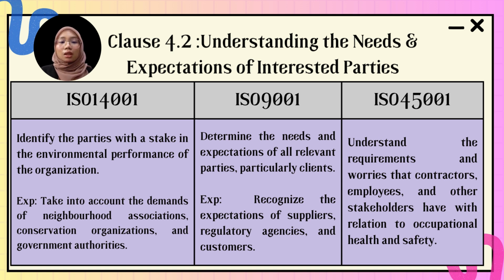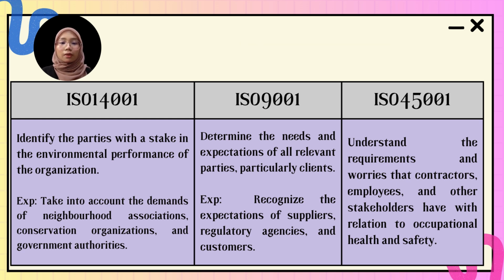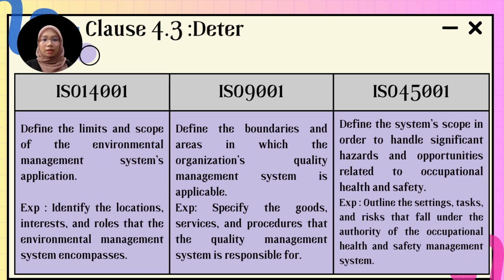For example, organization can recognize the expectation of suppliers, regulatory agencies, and customers. And lastly, ISO 45001. It focuses on understanding the requirement and worries that contractors, employees, and other stakeholders or interested parties have in relation to occupational health and safety of staff. Next, clause 4.3, determining the scope of the management system.